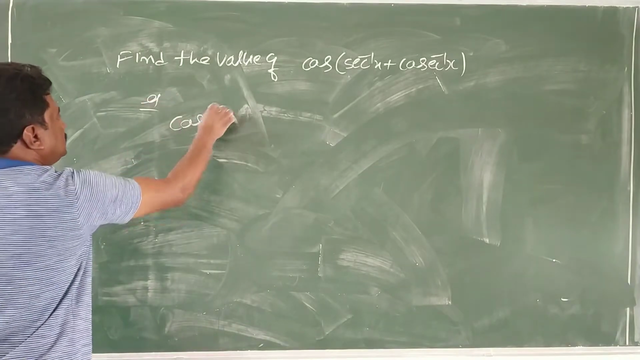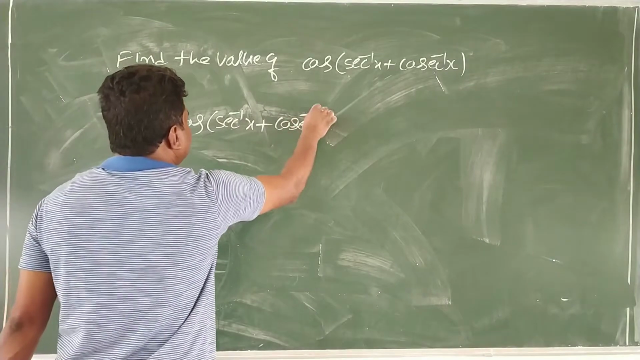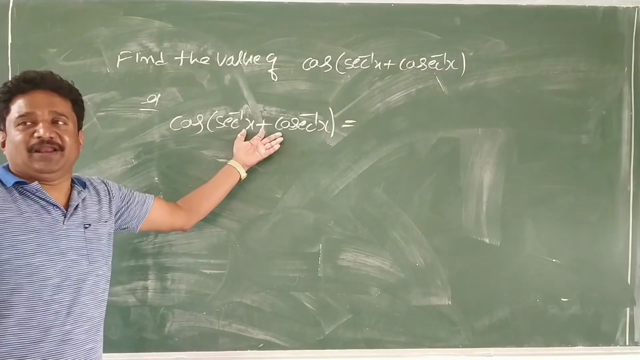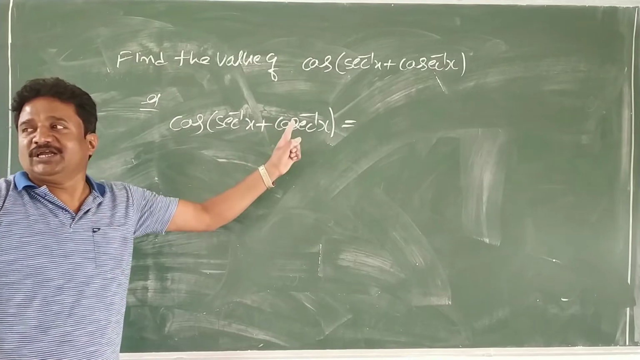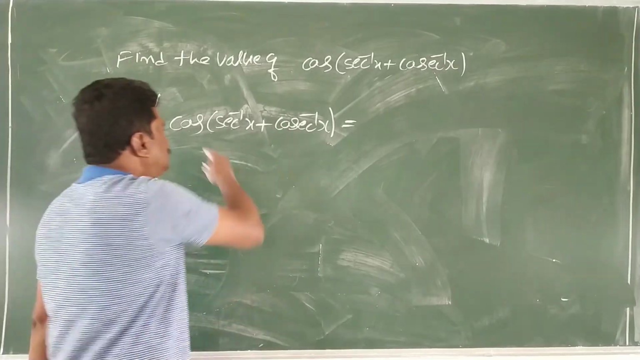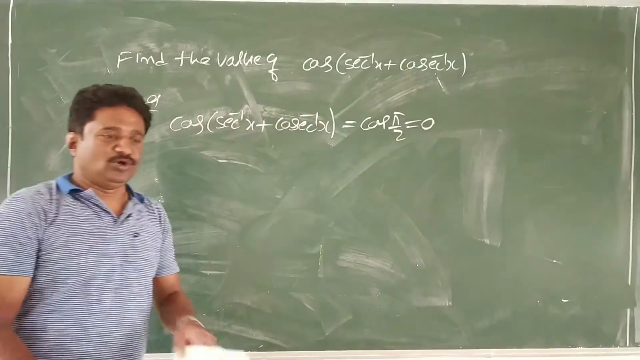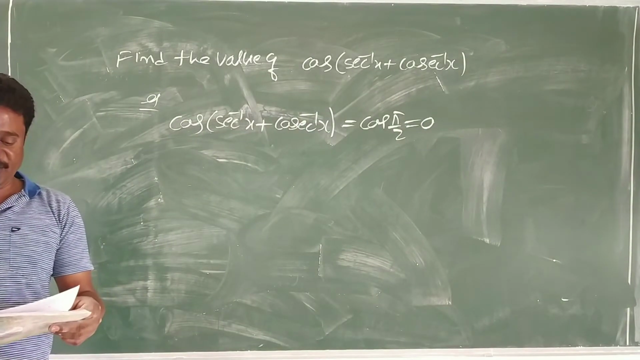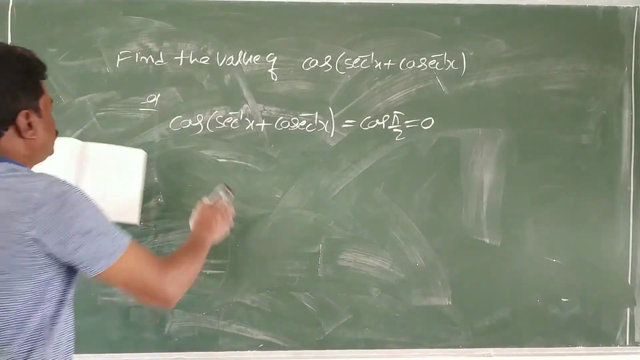Solution: cos of secant inverse x plus cosecant inverse x. So in the last class we proved this formula. Tell me the value of this, students. Secant inverse x plus cosecant inverse x. How much is it? 90 degrees. We proved that. Cos 90, cos pi by 2. How much is cos pi by 2? 0. One more question. Find the value of.